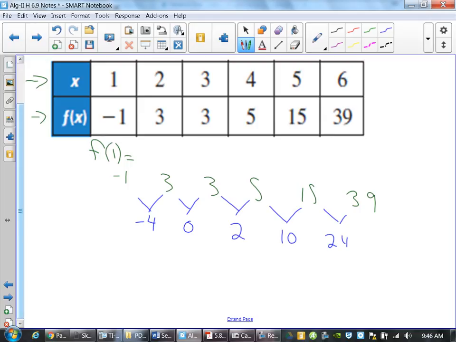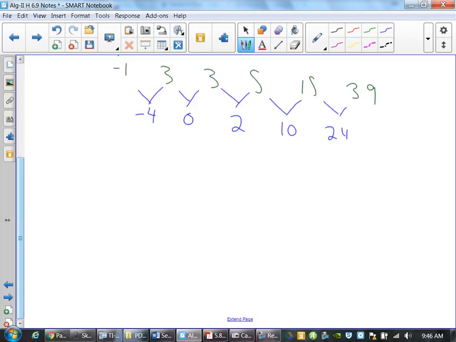We do it again. What's 0 minus negative 4? 4. I thought you said negative 4. 2 minus 0. I wrote negative 4. 10 minus 2. 24 minus 10. Thanks. I'm doing 0 minus negative 4, 2 minus 0, 10 minus 2.